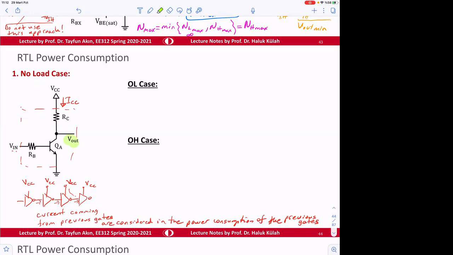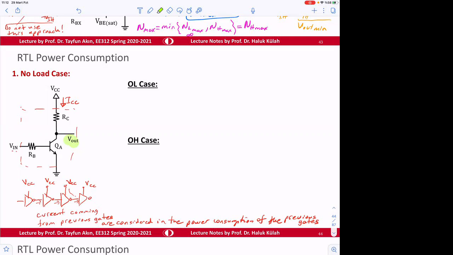But you know, that creates unknowns. We will assume that half of the time the output is going to be high and half of the time it's going to be low. So we will be determining an average power consumption for output low case.